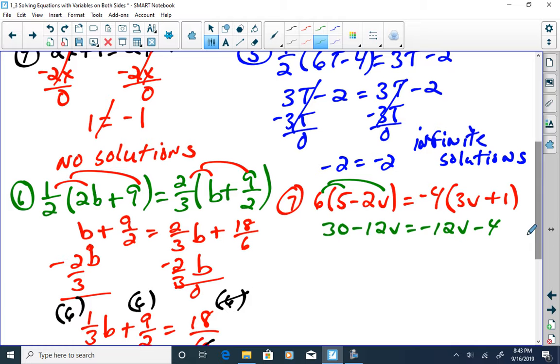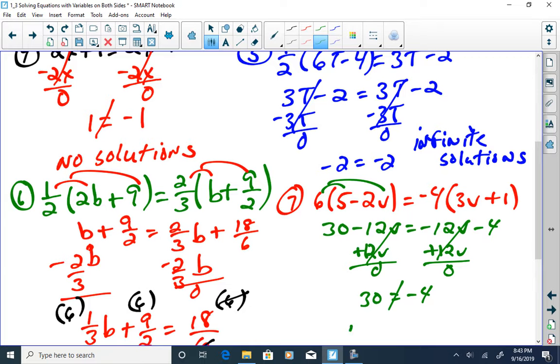I see the same variables here, so I'm going to add 12b on both sides of this equation. Add 12b. That's going to be 0 here. That's also going to be 0 here. Well, what's left? We have 30 on the left side of the equation is going to be equal to negative 4. 30 can never be equal to negative 4, so they're not equal. So that's an example of the empty set or no solutions.